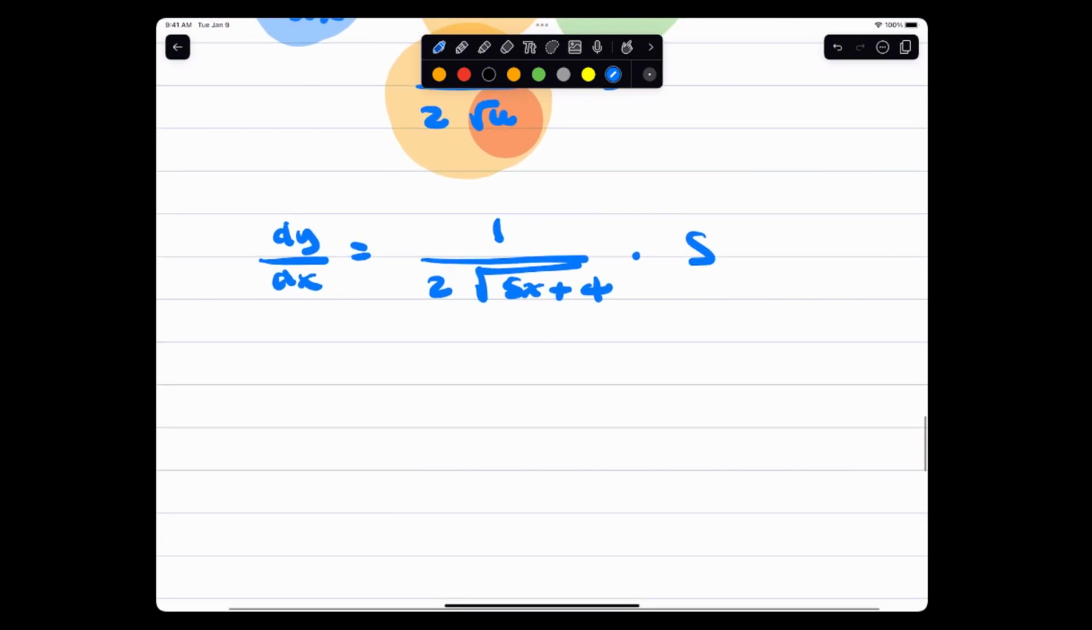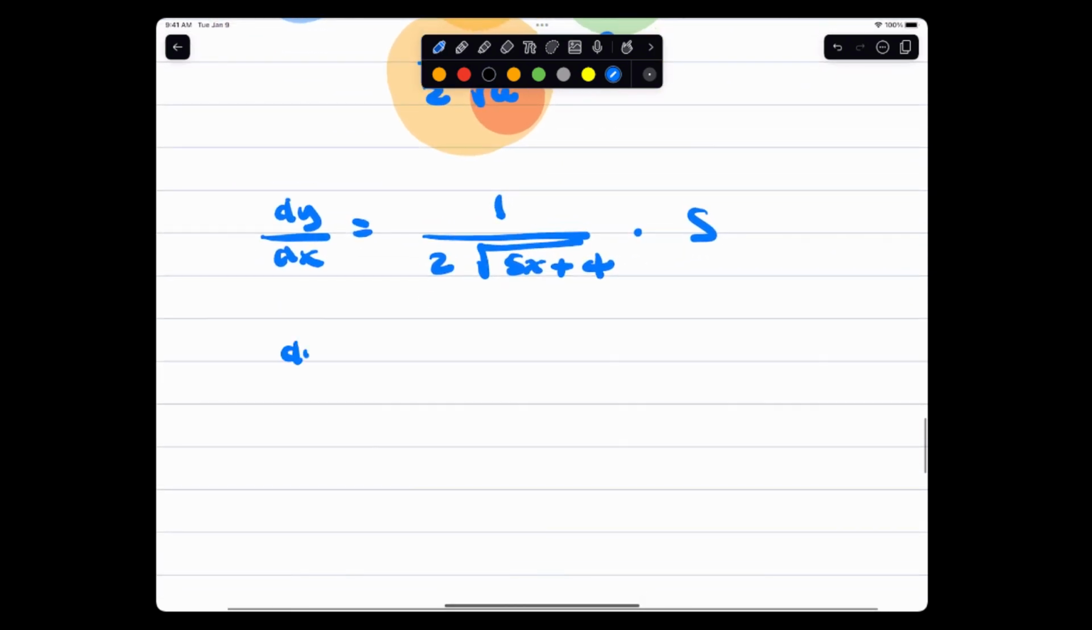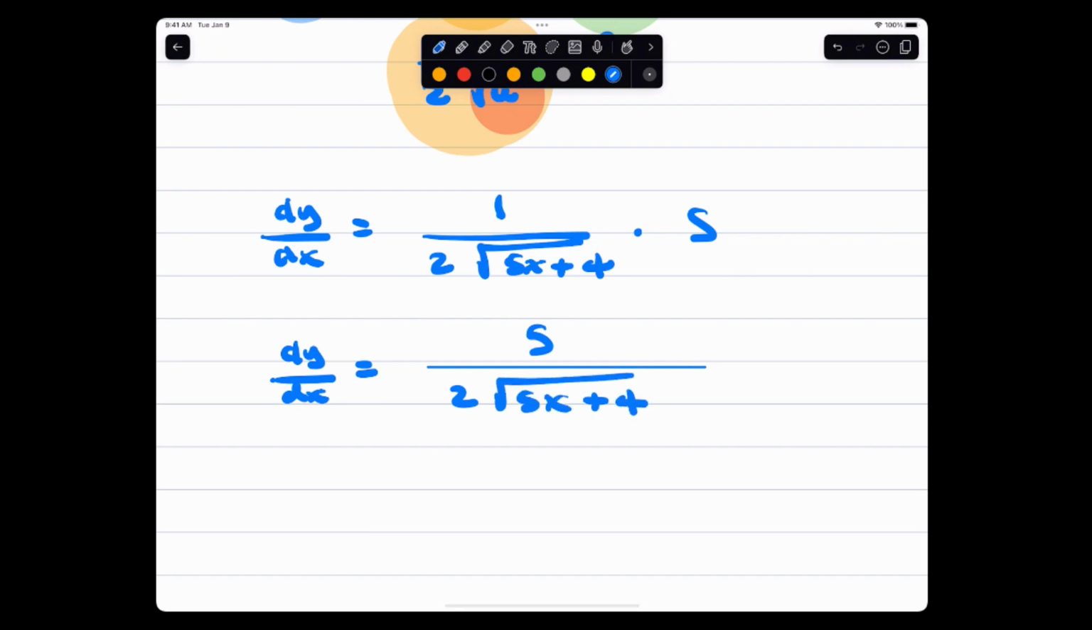But don't forget, simplify. You might say, what do you mean? Multiply what? 5 over what? 2. Square root what? 5x plus 4. There it is. Okay, you're multiplying that fraction here.